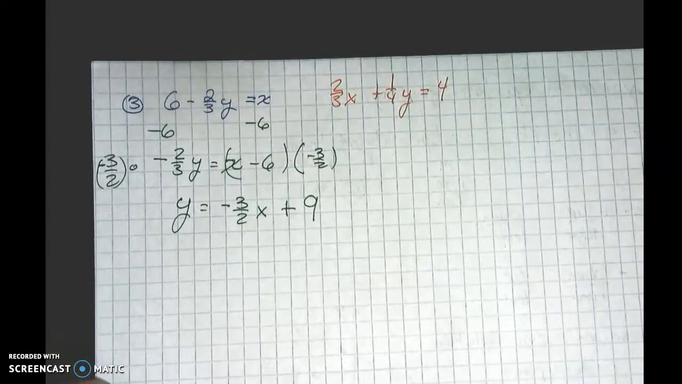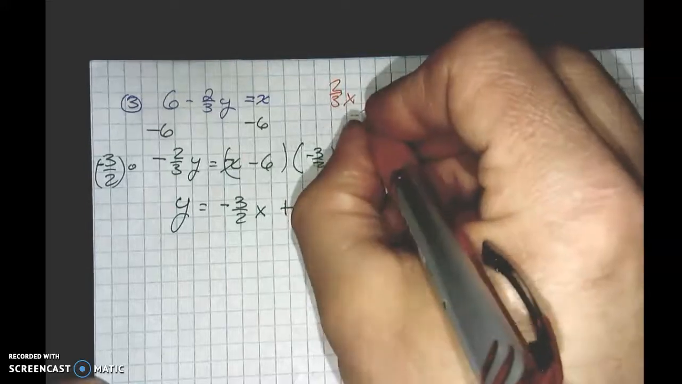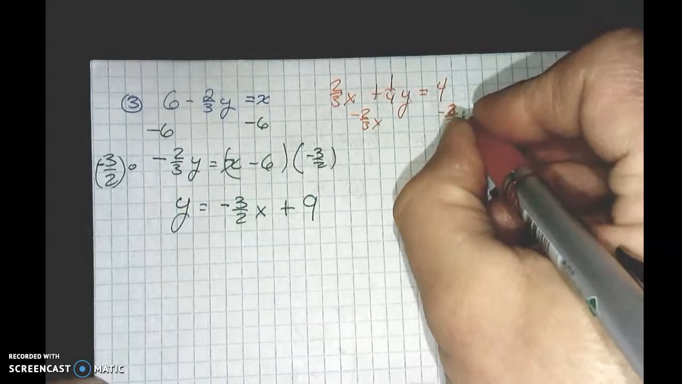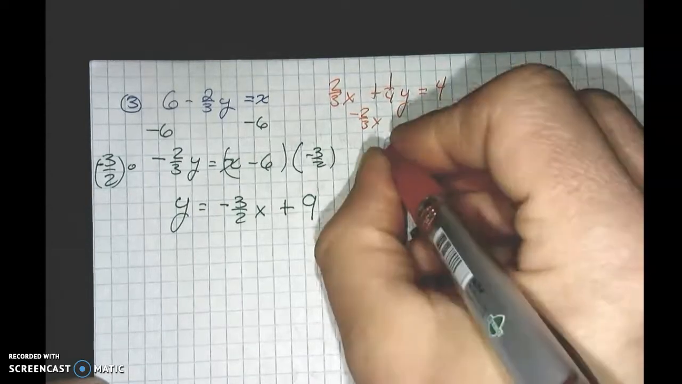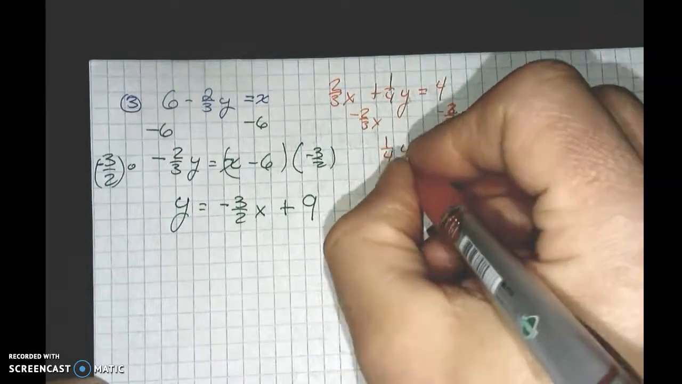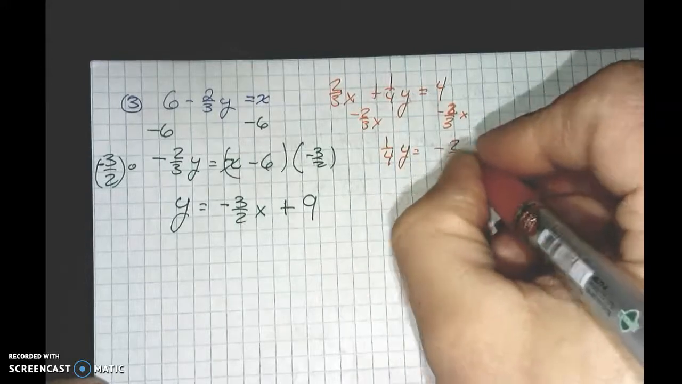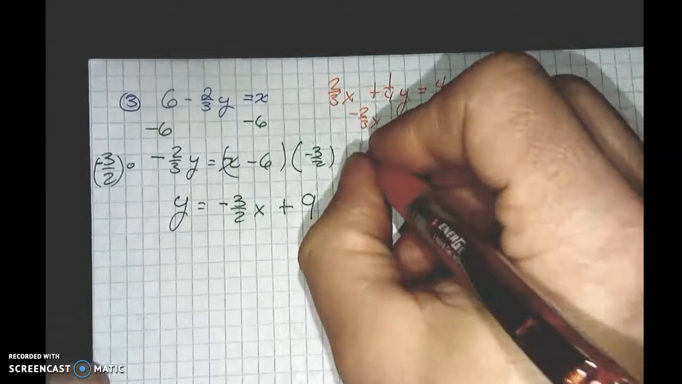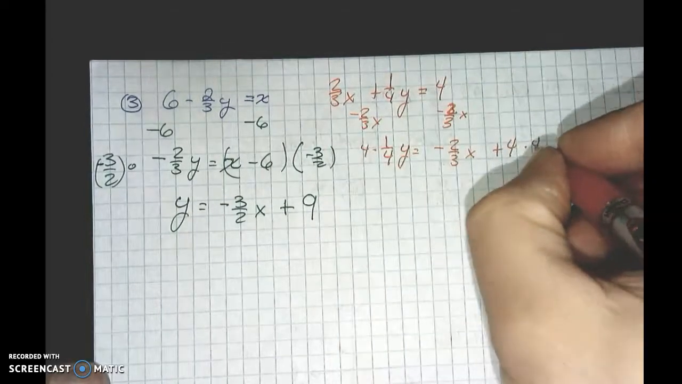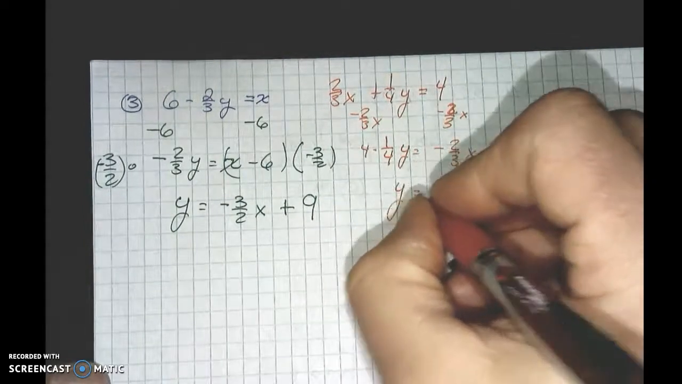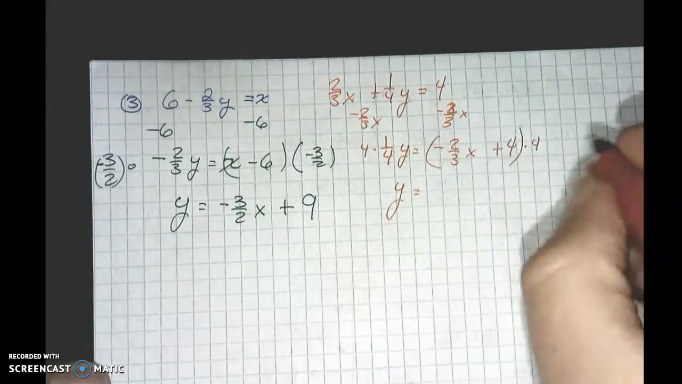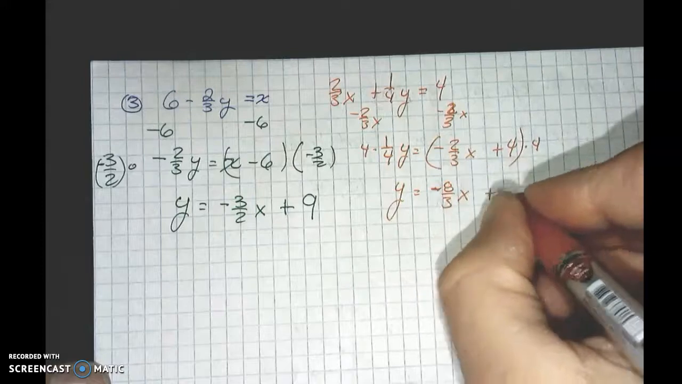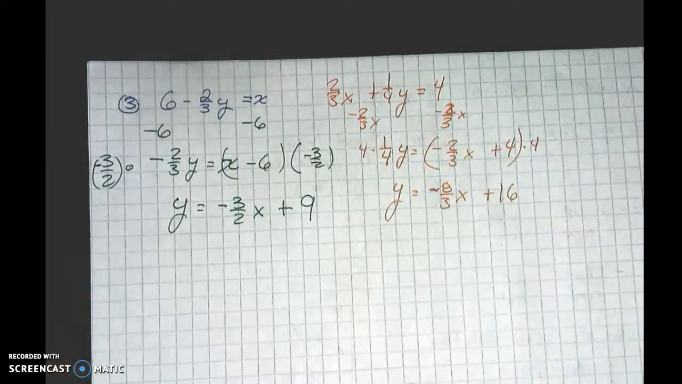And then over here, I'm going to subtract 2/3 x from both sides. So I have 1/4 y is equal to negative 2/3 x plus 4. And I'm going to multiply both sides by 4. So this becomes negative 8/3 x plus 16. Okay.